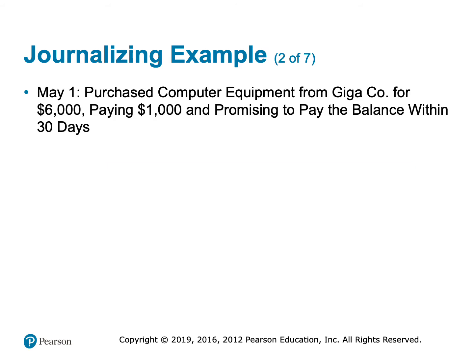So let's do another one here. And again, I hope as we start going through these, you'll start pausing the video. You'll try to do the journal entry on your own in your notes, and then you'll restart the video and check your answers and listen to the explanation. So we, the company, purchased computer equipment from Giga Company for $6,000. We paid $1,000 down, and then we promised to pay the rest within 30 days.